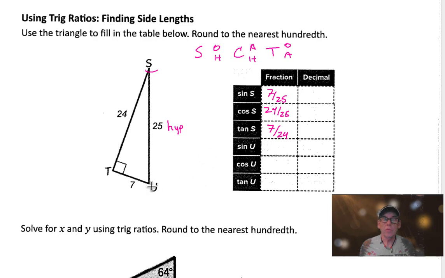Looking at angle U, the sine of U is going to be the opposite side, which is 24 over the hypotenuse. Cosine U is going to be the adjacent over the hypotenuse. It's going to be 7 over 25. And tangent U is going to be opposite over adjacent. We've got 24 over 7. So notice that these are flipped. Tangent of S is 7 over 24. Tangent of U is 24 over 7. Cosine of U is 7 over 25.